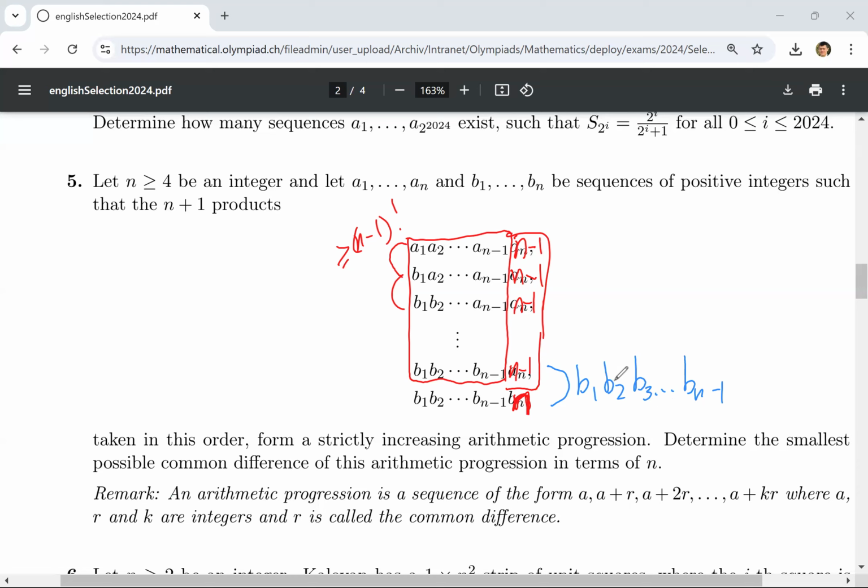Okay, but what happens? So this is n minus 1 times b1 up to bn minus 1, right? What happens if you count backwards? So if you go backwards by 1, this difference is the same difference for all of them now, right? So if you go back by 1, you get n minus 2 times b1, b2, b3, up to bn minus 1, right? Does that make sense?